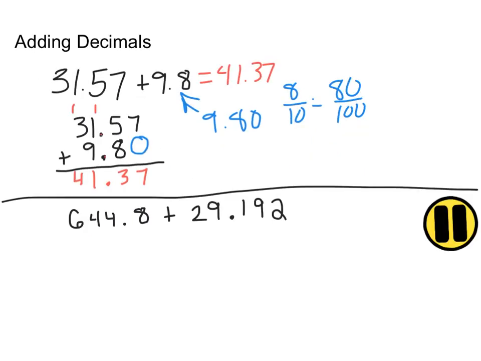Okay, so now I've written another one up here. We have 644 and 8 tenths and 29 and 192 thousandths. I want you to pause. I want you to line them up, being careful about that decimal, and I want you to add. When you're done, unpause and check and see if you got it right. Remember, this is your chance to try it out on your own. Even if you're confused, just try it. If you get it wrong, that's okay. It'll mean that you'll understand it better when you do watch it.